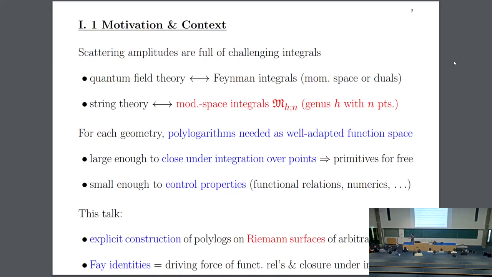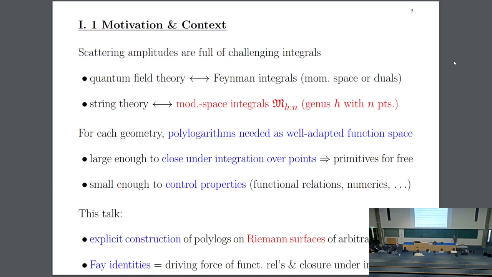This function space shouldn't be too large to have some meaning at all. So these function spaces should also be small enough. We need the smallest function spaces for each geometry that close under integration. And we furthermore want to have some control over the properties, such as functional relations or numerical evaluations. There are many different criteria on when you can claim victory to have a function space under good control. And the goal for this talk is to show an explicit construction of such a function space for Riemann surfaces of arbitrary genus H.